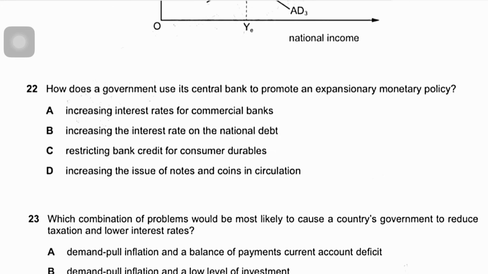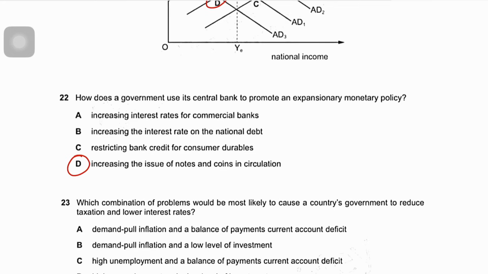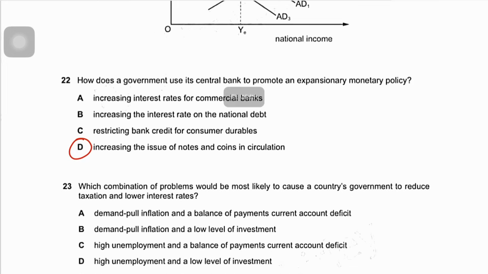D is the correct answer because increasing the issue of notes and coins, that is, increasing money supply, is a direct method of expansionary monetary policy. This action will increase the money supply in the economy, lower the interest rates, and encourage borrowing and spending in the economy, expanding the economy basically, right? So D is the correct answer.